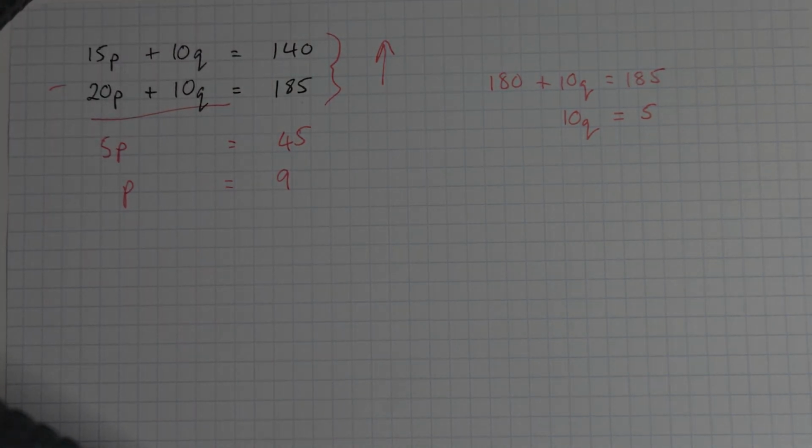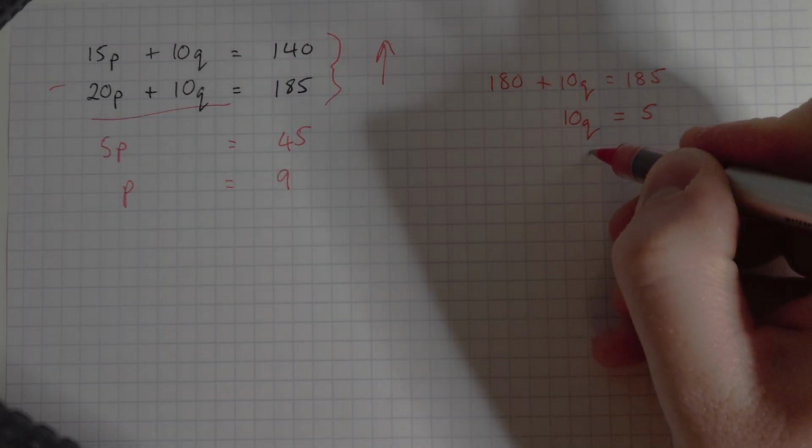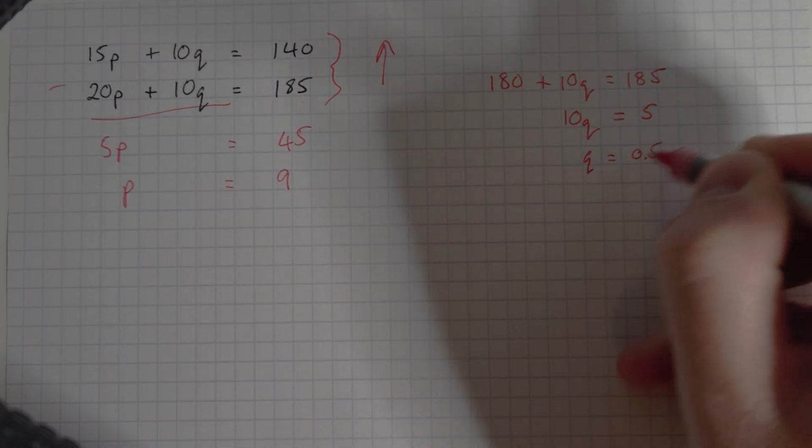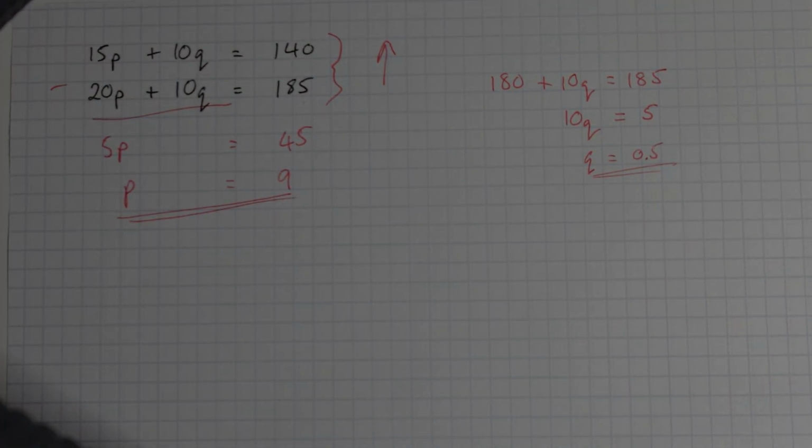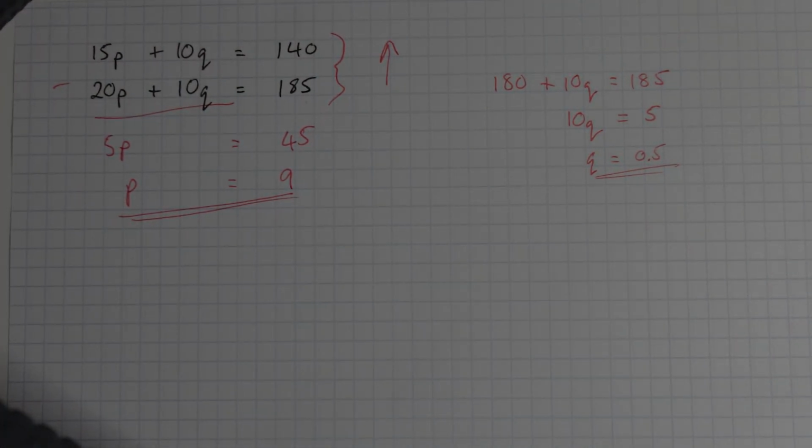Now be careful here, a common mistake would be to write 2. I do understand that, but we're dividing by 10, aren't we? If you divide both sides by 10, you get that q is 0.5. So there are my answers. P is 9 and Q is 0.5. A couple more examples and we're done.